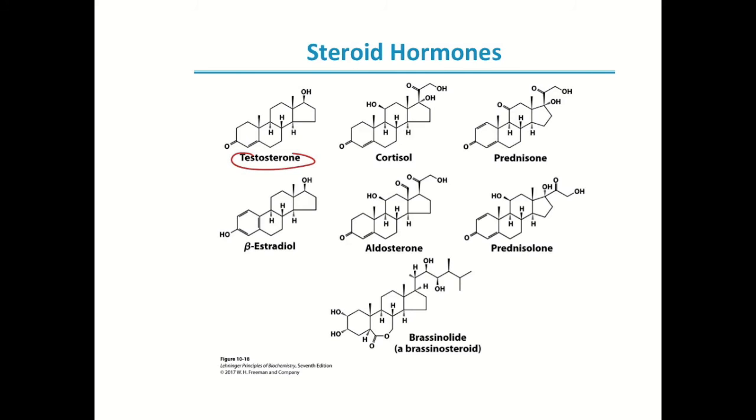Testosterone here is the male sex hormone produced in the testes. Estradiol is one of the female sex hormones produced in the ovaries and placenta. Cortisol and aldosterone are hormones synthesized in the cortex of the adrenal gland, and they regulate glucose metabolism and salt excretion. Prednisone and prednisolone are synthetic steroids used as anti-inflammatory agents. And brassinolide is a growth regulator found in vascular plants.